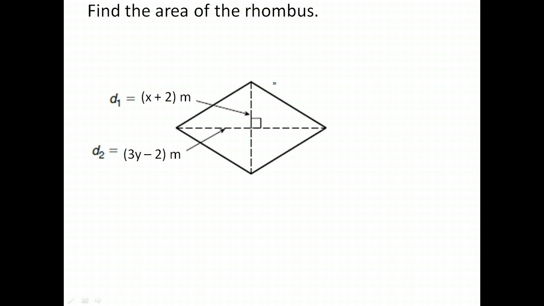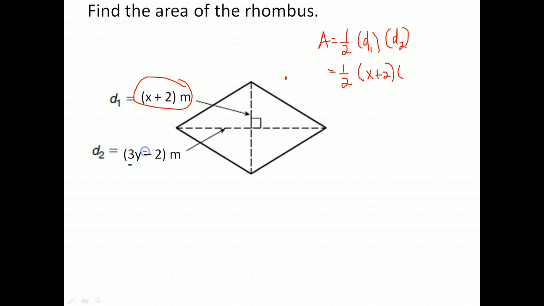This one's a little more tricky. It says to find the area of the rhombus, and what they want us to review here is a little bit of algebra. Immediately when they say area of a rhombus, I write down its formula, 1/2 diagonal 1 times diagonal 2. Then I fill in the information I have. Diagonal 1, it says, is a length of x plus 2. Diagonal 2 has a length of 3y minus 2.